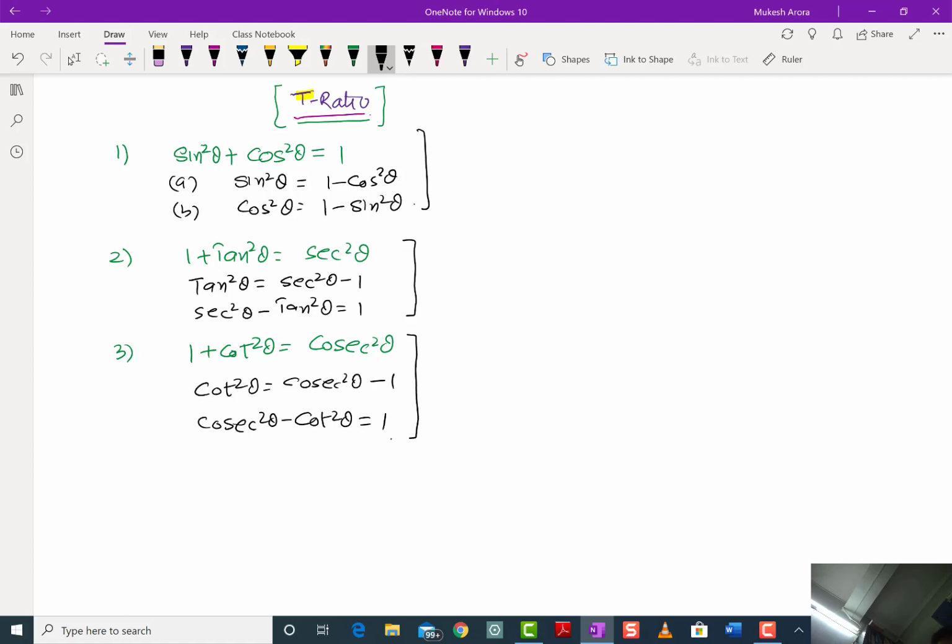The rest of the things we know. Let's again revise. Sine theta into cosecant theta is equal to 1. Cos theta into secant theta is equal to 1, and tangent theta into cot theta is equal to 1.